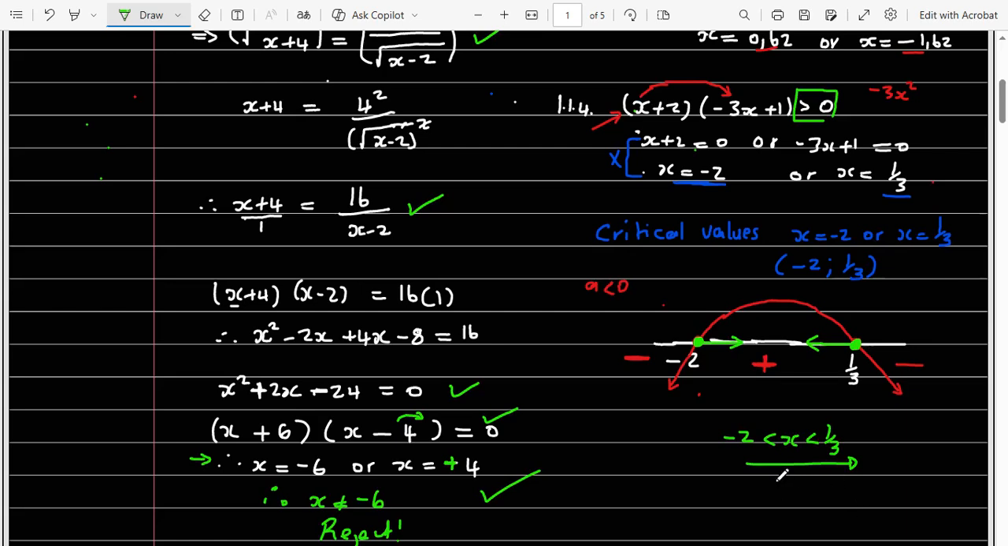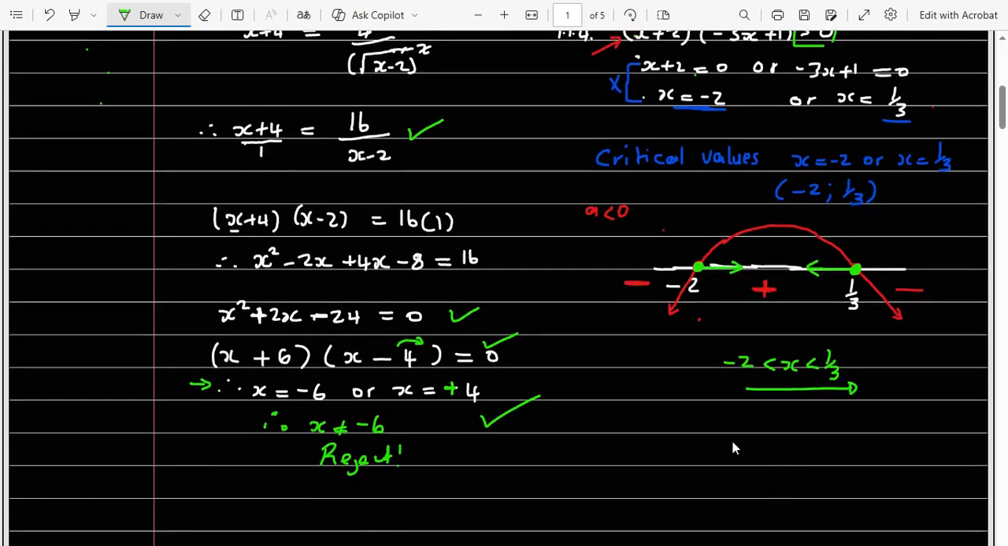Or you can just write this in this form and say x must be an element of, then you start with the negative 1, the small one, and then you write the 1 over 3. And x must be an element of real numbers. That's another way to write your solution.